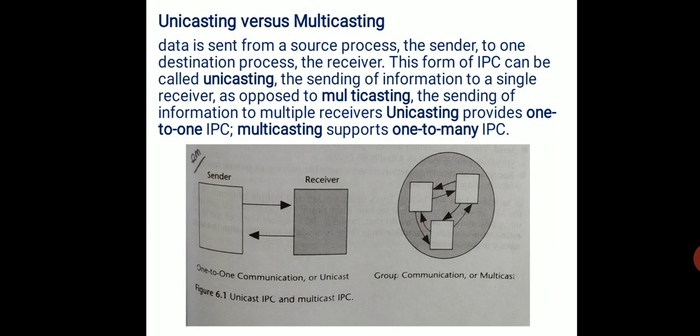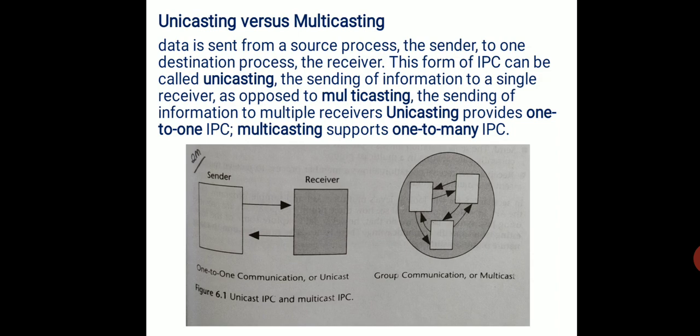So now, unicasting versus multicasting. Data is sent from a source process, the sender, to one destination process, the receiver. This form of IPC can be called unicasting, the sending of information to a single receiver, as opposed to multicasting, the sending of information to multiple receivers. Unicasting provides one-to-one IPC, whereas multicasting supports one-to-many IPC.